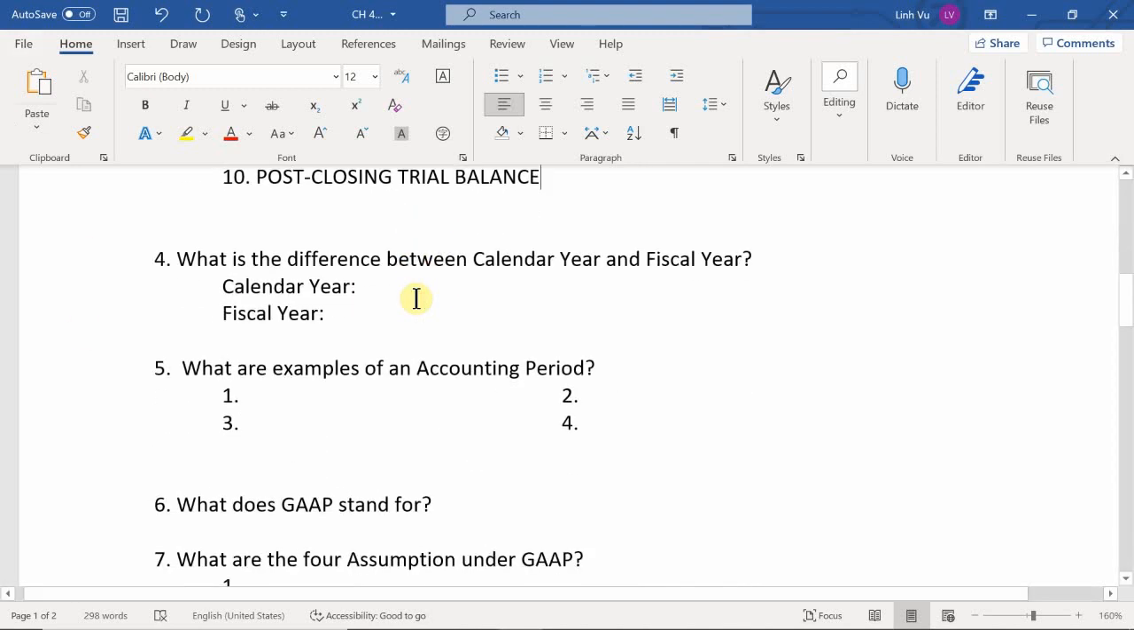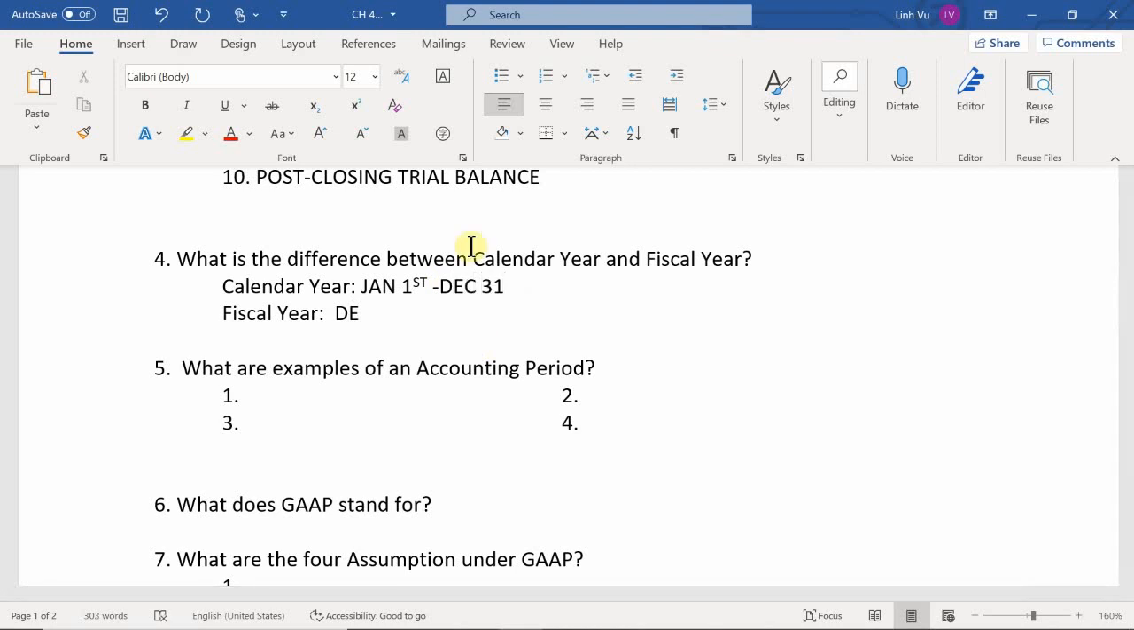Number 4, what is the difference between calendar year and fiscal year? The calendar year starts on January 1st and finishes on December 31st. And the fiscal year can start anytime, but it has to be the first day of a month and end on the last day of the 12th month after. Good.